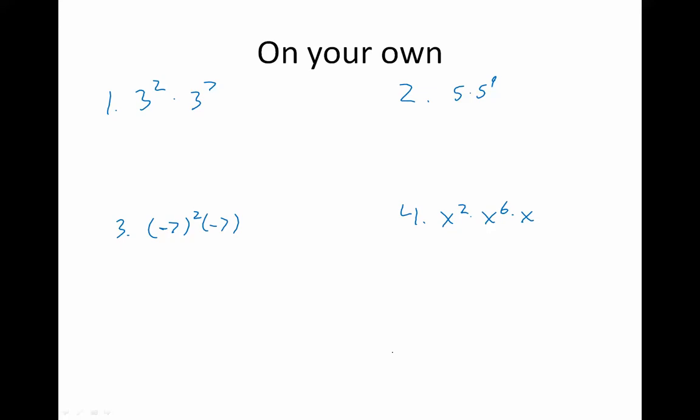All right, these are the problems that you should have done on your own. Let's go over them very quickly. Here we have 3 squared times 3 to the 7th. The bases are the same, so this is 3 to the 2 plus 7, which is 3 to the 9th.